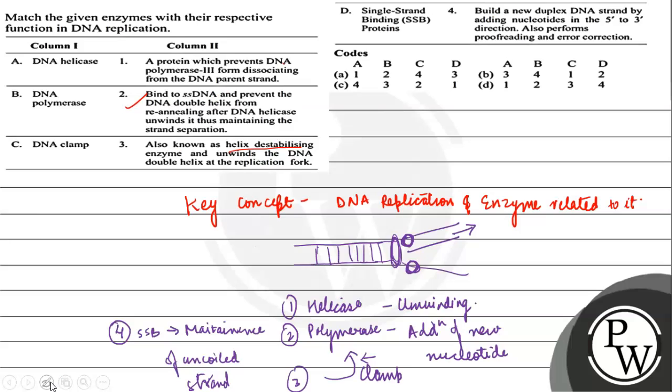So the answer that shows the coherence with these columns is that helicase is for 3, A3. So this will be the option A3, B4 polymerase, C1 clamp is for this one, and D is for 2. This is also very right. SSB is for binding to single stranded DNA. So this is the final explanation. Hope you all understood. All the best.